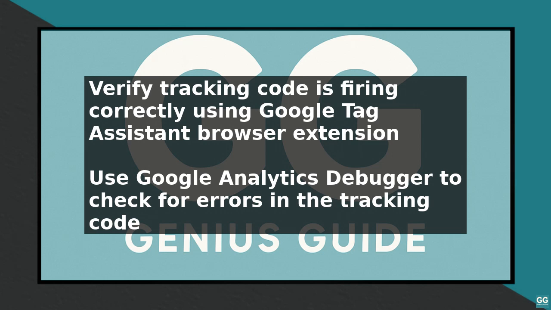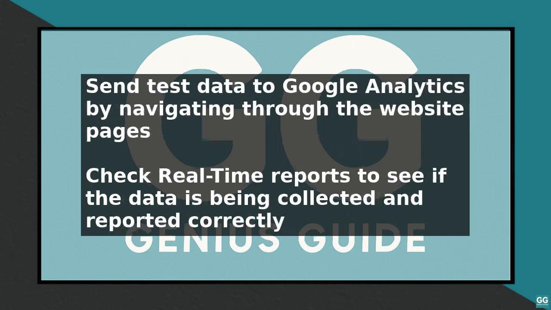After verifying the tracking code, send test data to Google Analytics by navigating through your website. This can be done by visiting different pages, filling out forms, or completing other actions you want to track. Then, check the real-time reports in Google Analytics to see if the data is being collected and reported correctly. In the real-time reports, you should see the test data you generated, including page views, events, and other interactions.